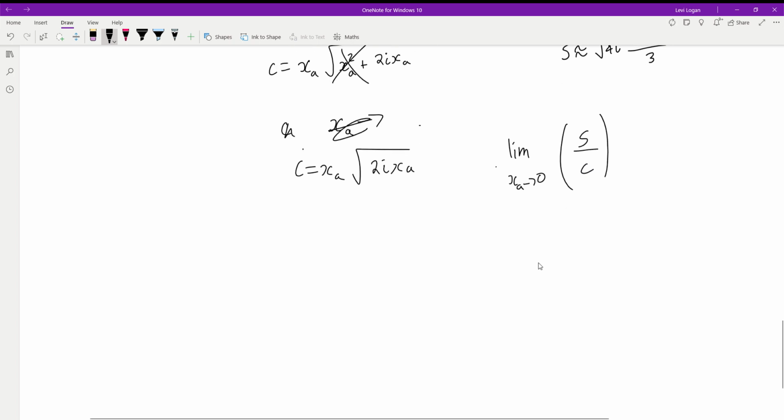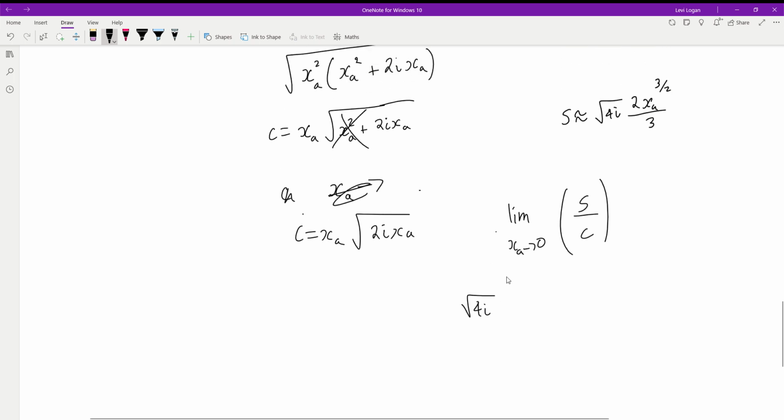So top function, we're going to have a square root of 4i, then we're going to have 2 over 3 x of a over 3 over 2. So this is our s divided by x of a over the square root of 2i x of a. Now, we've got to see what happens here.